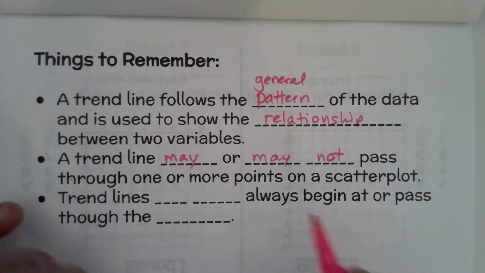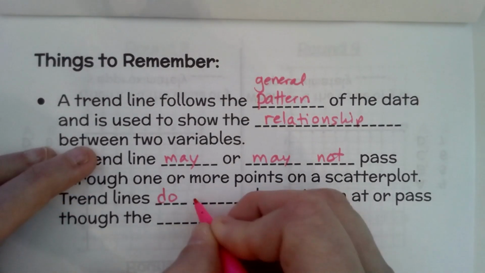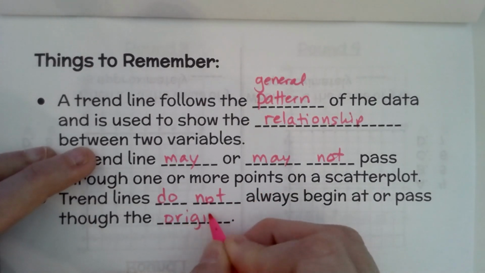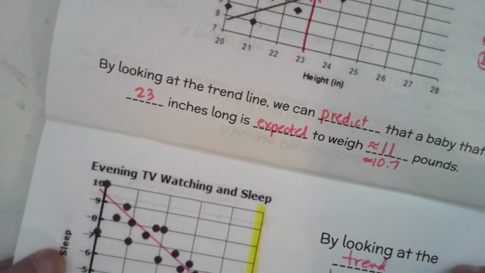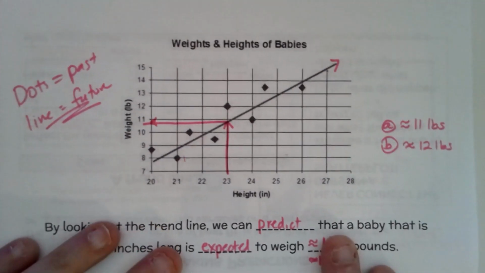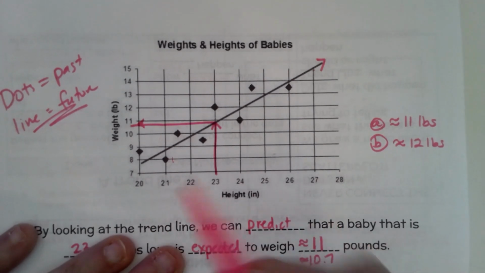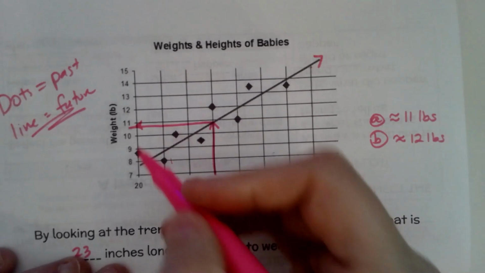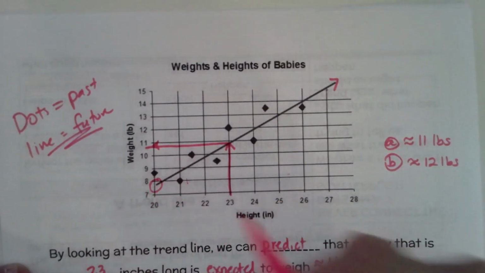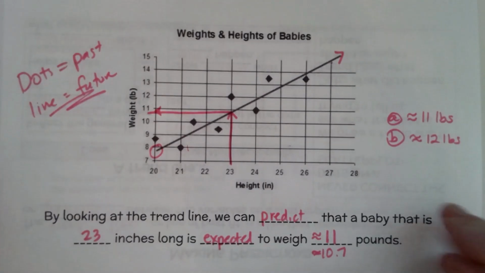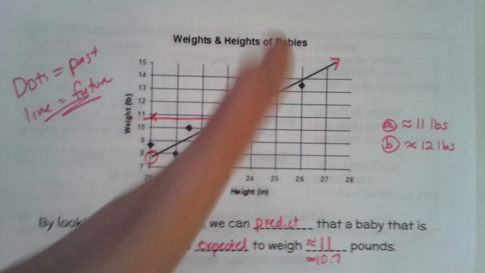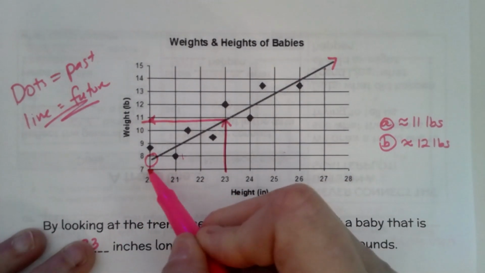Now this one we didn't talk about, but I want to tell you about this one too. Trend lines do not always begin at or pass through the origin. When people do a trend line on something with a positive slope, a lot of times they think that it has to go through the origin, but it doesn't. Sometimes, like, look, this one is not going through the origin, it's going through around like 7.5. The y-intercept ends up being where it is. It doesn't have to start at the origin, and that's not the origin anyway, but that's not the point.